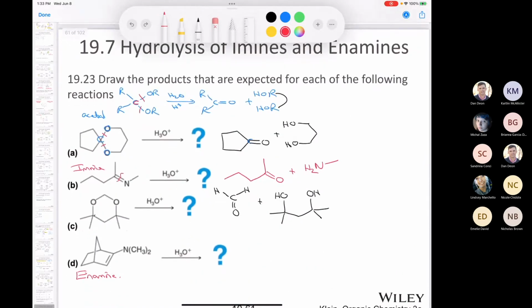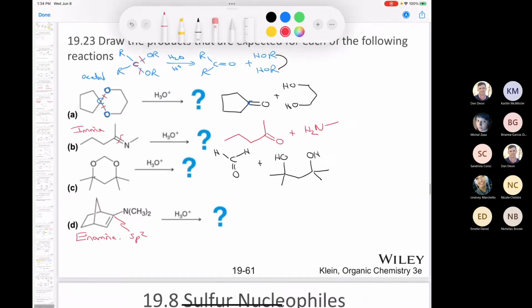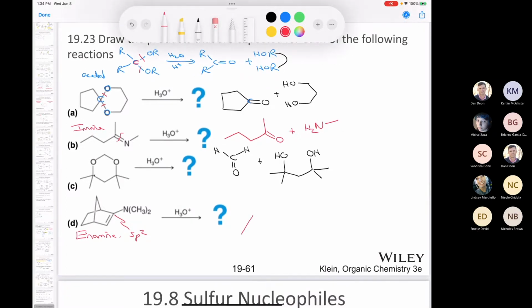This is the sp2 hybridized carbon, so that's where we're going to break our bond. And what we're going to end up with is this, where we have our ring that looks something like this, or bicyclic species like that. Now we're going to have a double bond to oxygen from that sp2 hybridized carbon.